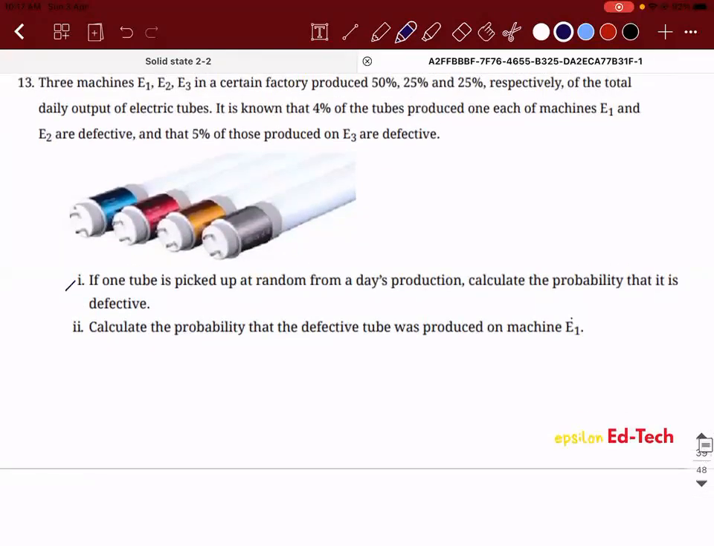Let me tell you the way you are supposed to write it in the exam. So what are they asking? One tube is picked at random from a day's production, and you need to calculate the probability that the picked one is a defective one. Here there is no condition whether it is a defective one from the first, second, or the third machine. That's not the condition they are trying to implement, right? Now let D be the event for the defective bulb.